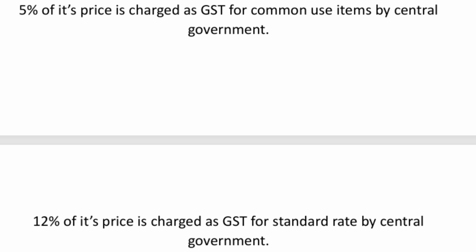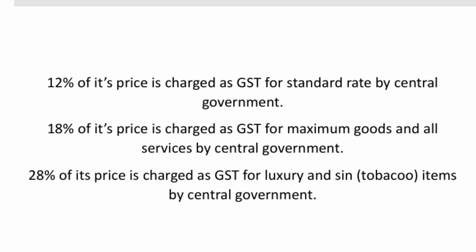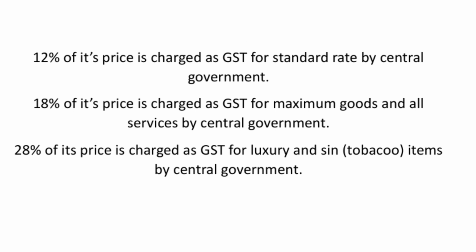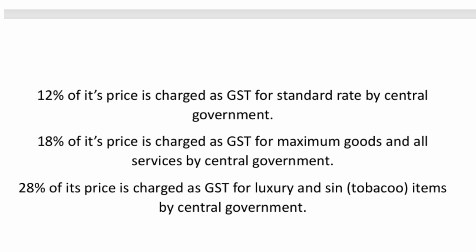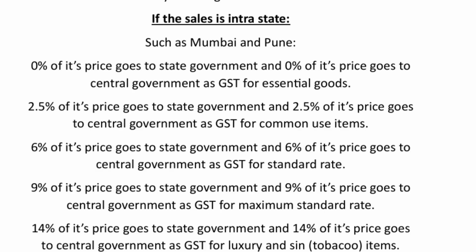And these you also calculate by percent. 18% of its price is charged as GST for most goods and all services by the central government. 28% of its price is charged as GST for luxury and sin items like tobacco by the central government. Now, this can be easily calculated as 18% of the sum that is given, that is the product's cost price.